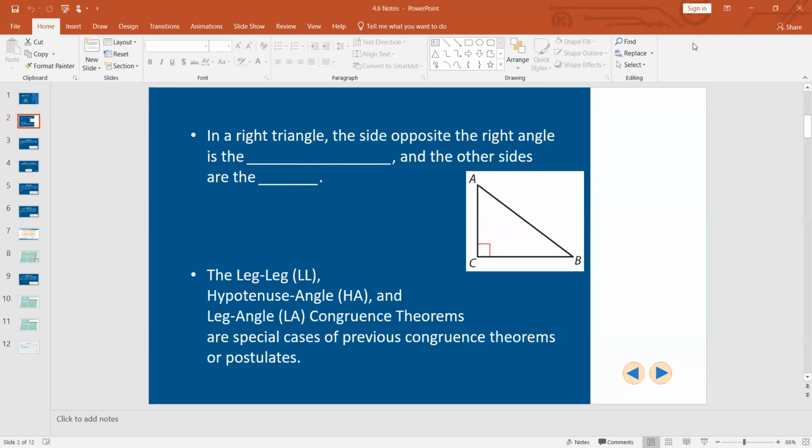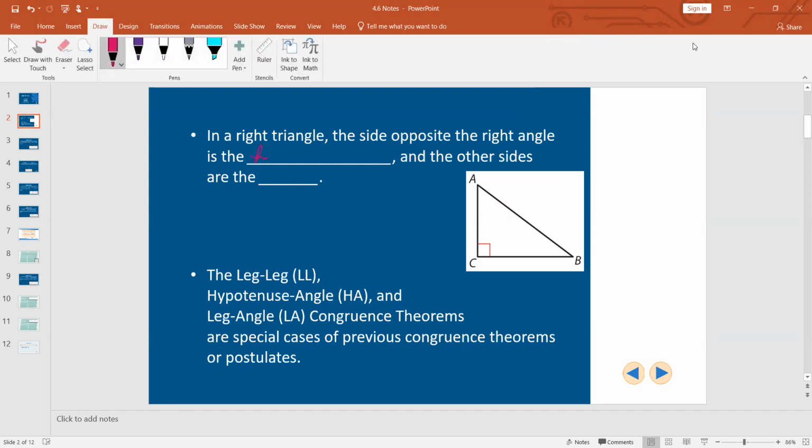So first off, we have the parts of a right triangle. The side opposite the right angle is called the hypotenuse. And then the other two sides are the legs. Both of those are called the legs. So this is the hypotenuse.